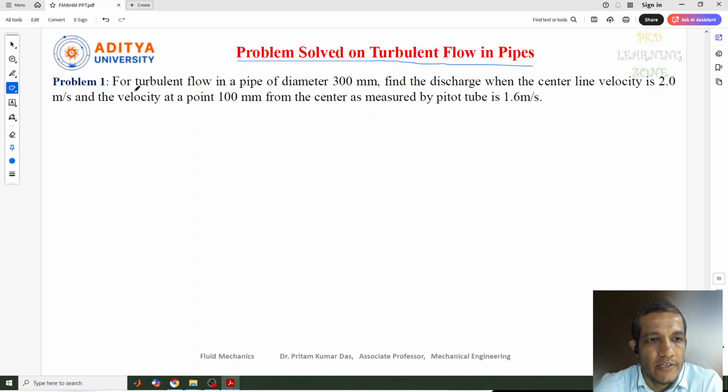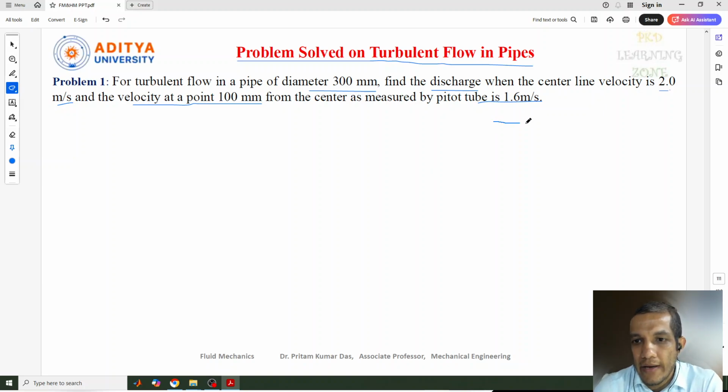The question here is: for turbulent flow in a pipe of diameter 300 millimeter, find the discharge when the center line velocity is 2 meter per second and the velocity at a point 100 millimeter from the center, as measured by a pitot tube, is 1.6 meter per second.